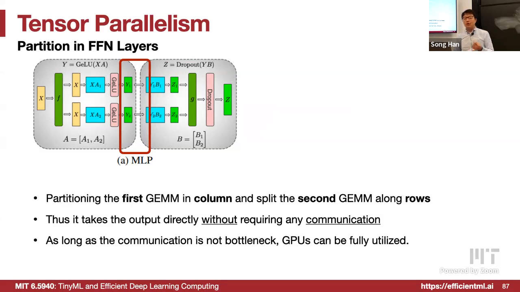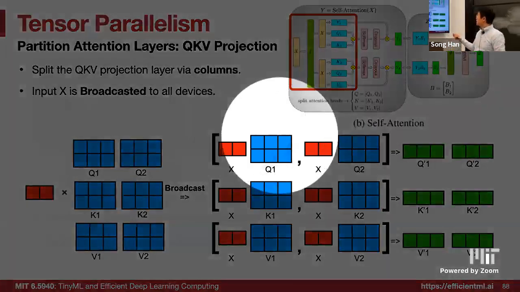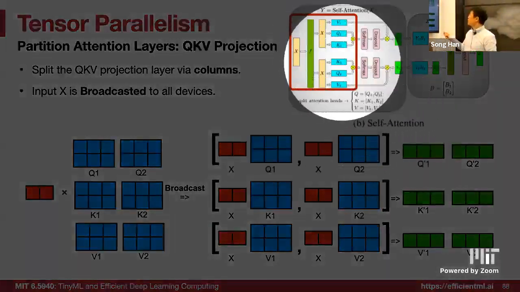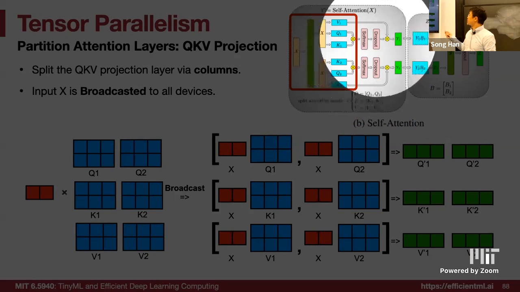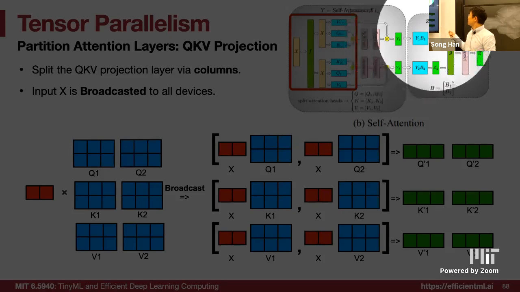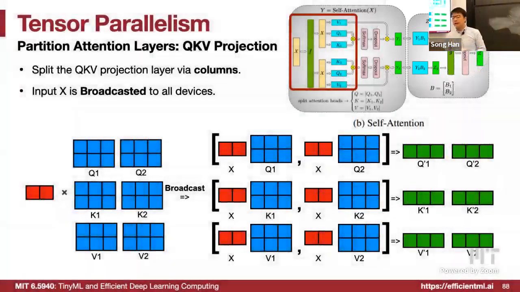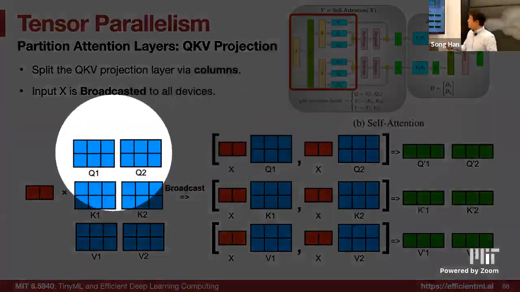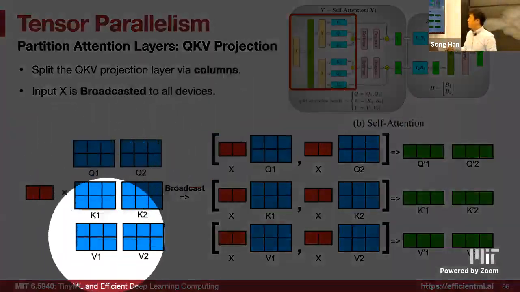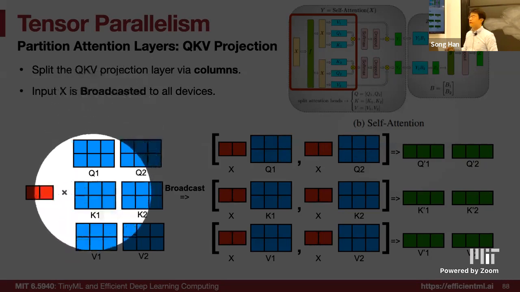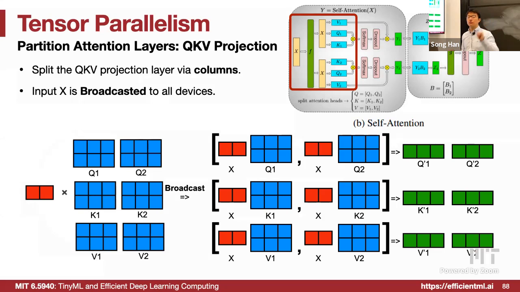Let's see how we do that for the attention layer. This is the self-attention with QKV transformation, softmax, and then 2 matrix multiplications, finally followed by an output projection layer. We have QKVO, 4 transformation matrices. 3 for the input, 1 for the output.